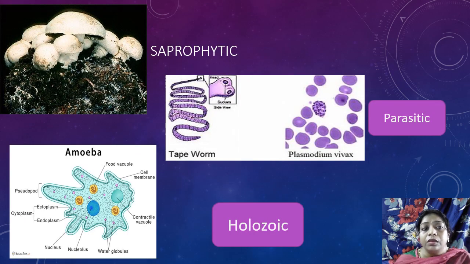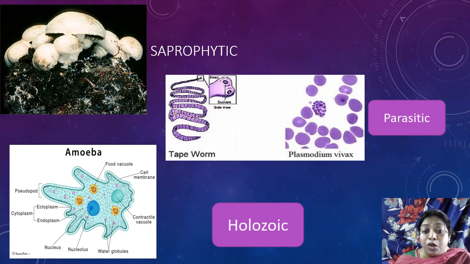Now here are the pictures which show the saprophytic nutrition. Saprophytes live on dead and decayed matter, like the mushrooms, the molds, the bread molds. In parasitic nutrition, an ectoparasite is the louse, and a parasite which lives inside, an endoparasite, is the tapeworm or Plasmodium vivax. All this comes under this category.